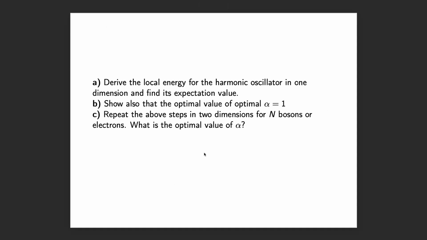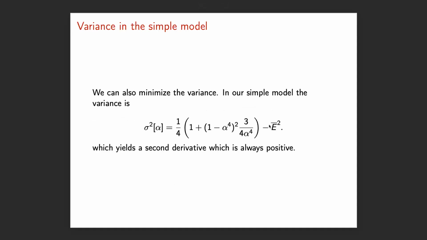I just put in some exercises which you can test with your code as well. You can repeat it for n bosons or electrons, and find what the optimal value for alpha is without taking into account any interaction.